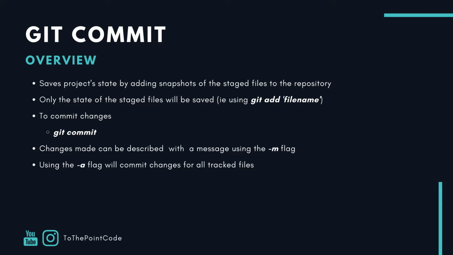This means that if you want to make a commit, you have to ensure that all the files that have been changed have been added to the staging area. When making the commit, we can use the -m flag to add an additional message explaining what has changed in our project. We can also use the -a flag to commit the changes for all our tracked files. This means that without the -a flag, the changes will be committed for only the files that have actually been staged.